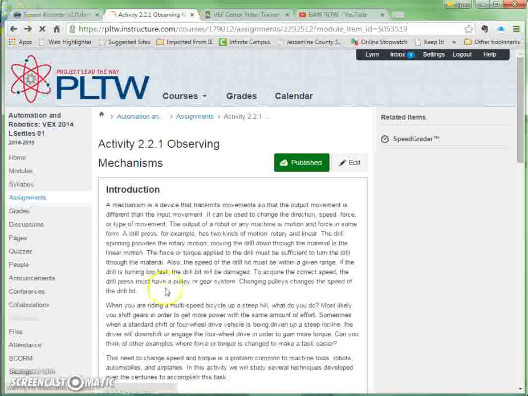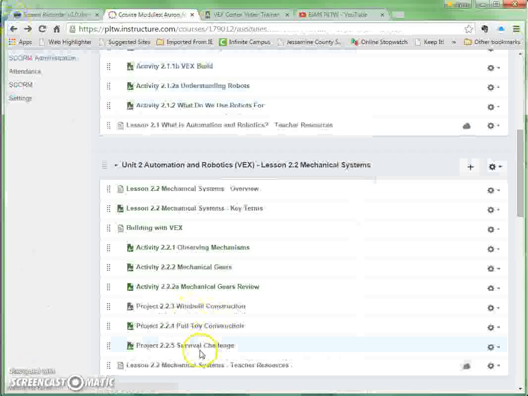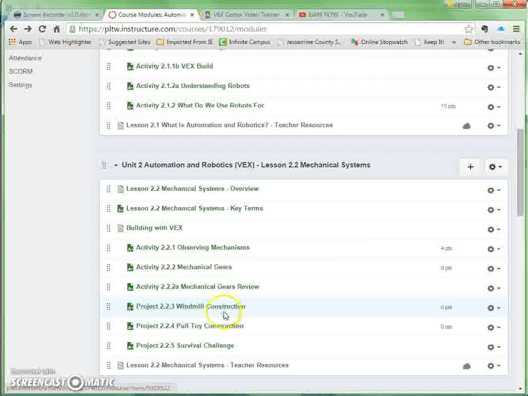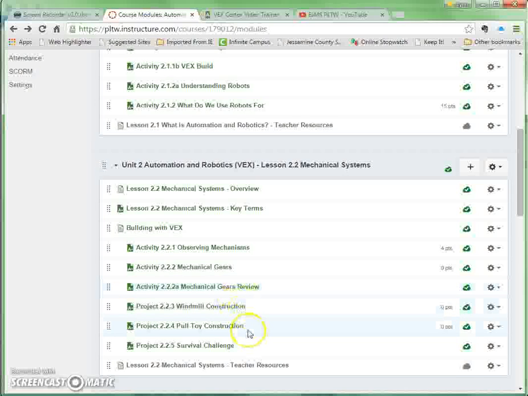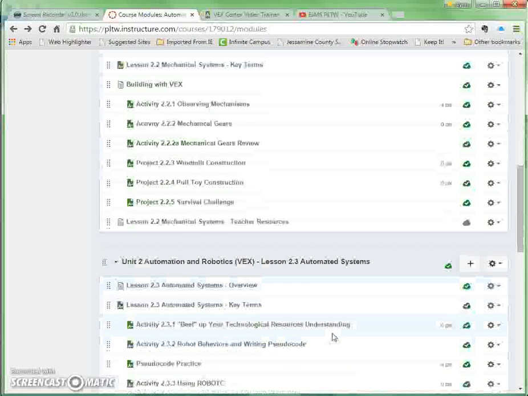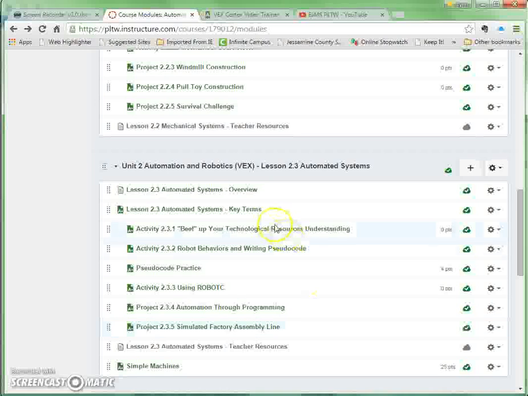Going back there, the mechanical gears review would be a good one for you to look at, kind of touch base on ideas from our mechanical gears unit there. Look over either windmill or pull toy, the one that you did, and kind of be sure that you're up to speed on that one. In lesson 2.3, key terms again.